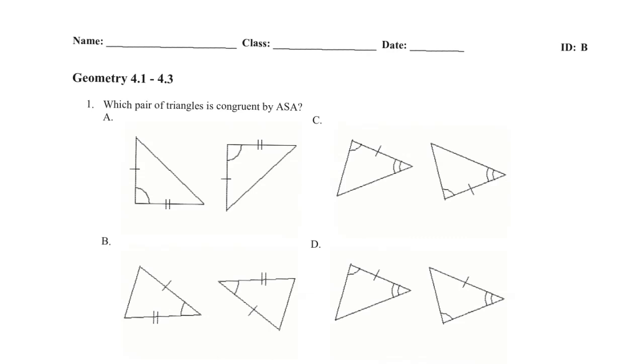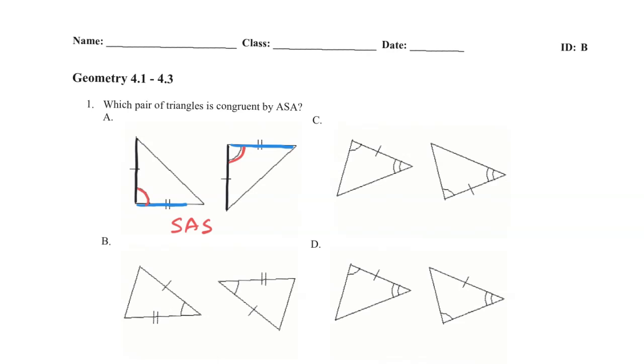So if we look at A, we know that this side of the triangle is congruent to this side. And we know that this side is congruent to this side. And this is the included angle. These two triangles would be congruent because it is side, angle, side.